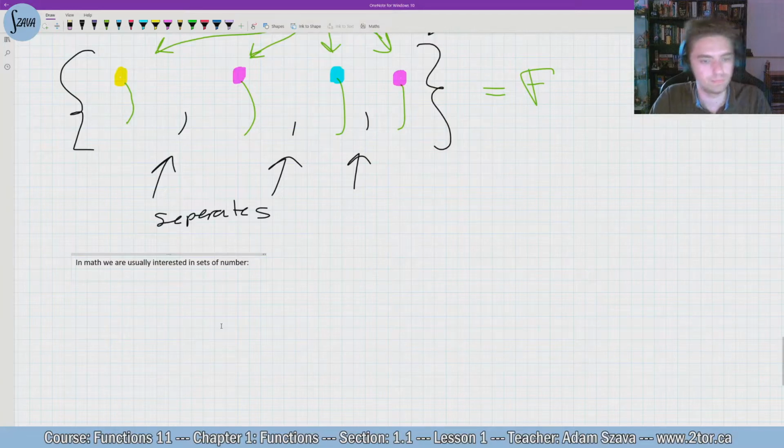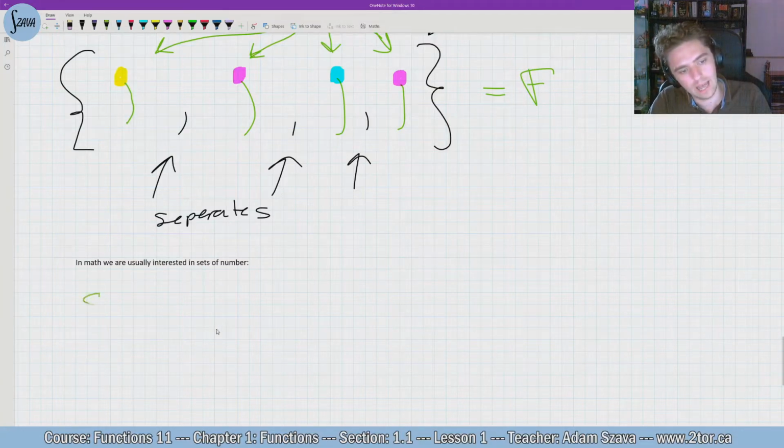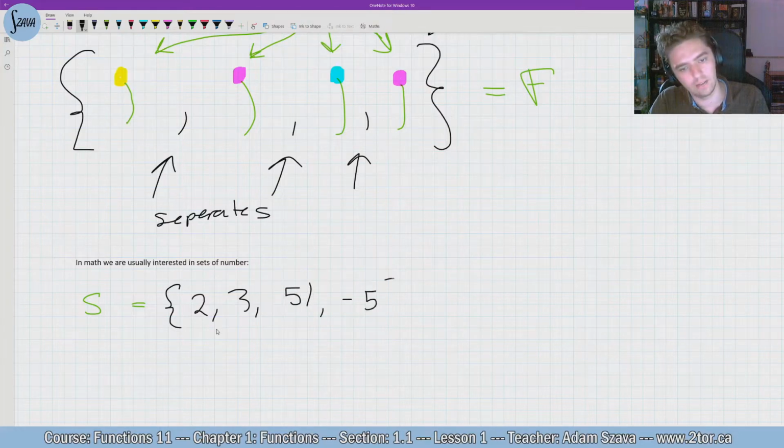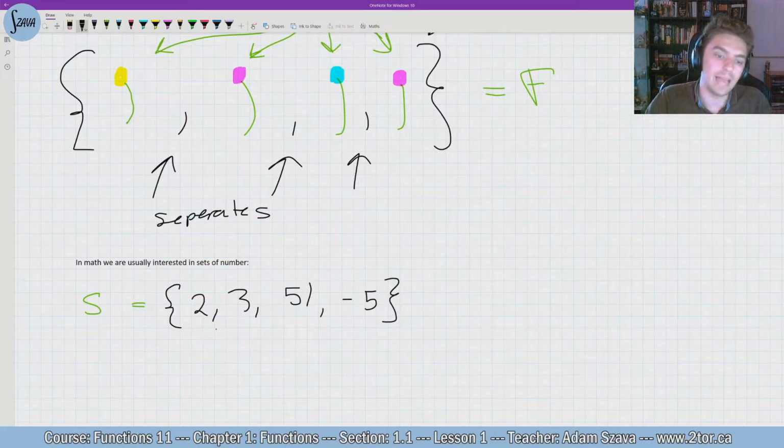Let me give you an example. Let's look at this set. S is the name I'm giving it. It's a set because I'm going to start with a curly bracket. Now, don't worry if your curly brackets look a little funny. Mine look funny too, but I have done a lot of set stuff, so I can draw them like this. This set contains 2, 3, 51, and -5. How many elements are in this set? There are 4 elements of the set. What are the elements of the set? 2, 3, 51, and -5.